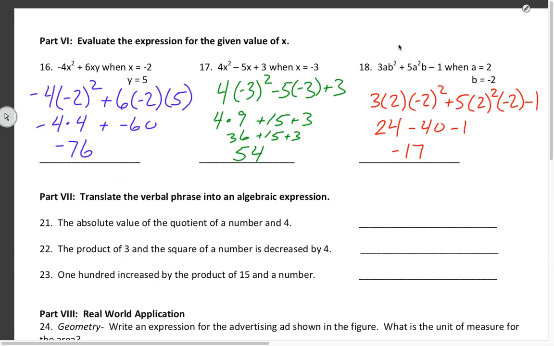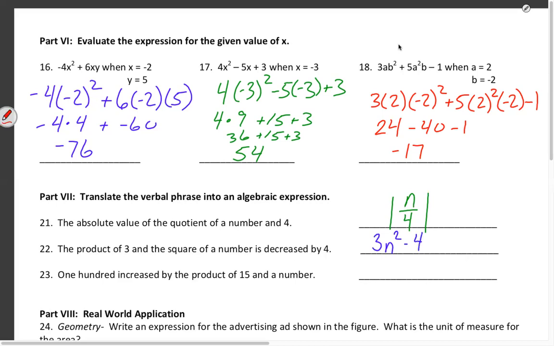Now it says translate the verbal phrase into the algebraic expression. So this is the absolute value of the quotient of a number, and for a number I'm just going to call n, so the absolute value of n divided by 4. The product of 3 and the square of a number is decreased by 4. So the product of 3 and the square of a number, so it's 3n squared, is decreased by 4. So we have minus 4.